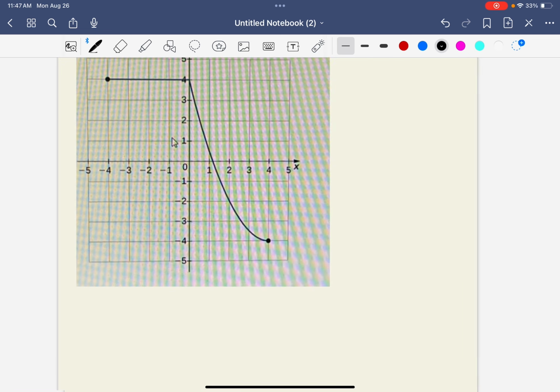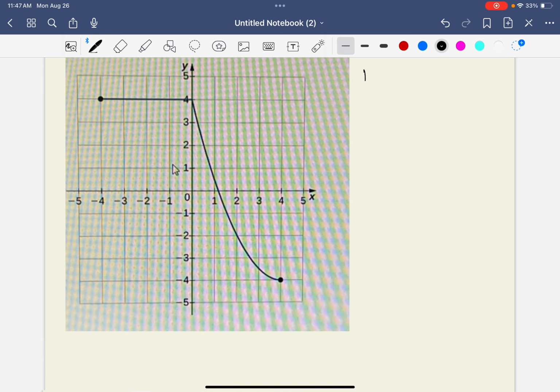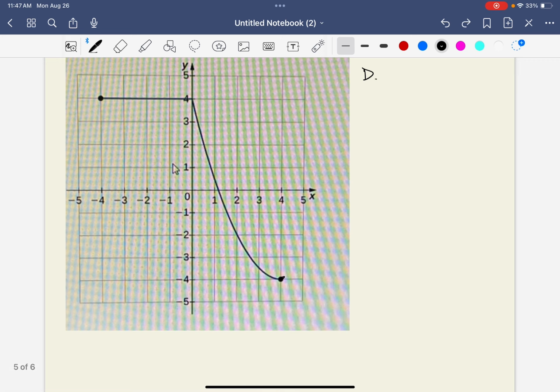Let's do 35 and be done. Here's this function. So the domain for this thing, notice it stops here because it's got a dot. So that means its domain is from negative 4 out. Oh, it stops over here too because it's got a dot. So its domain is going to be from negative 4 to 4 because this dot means it stops.